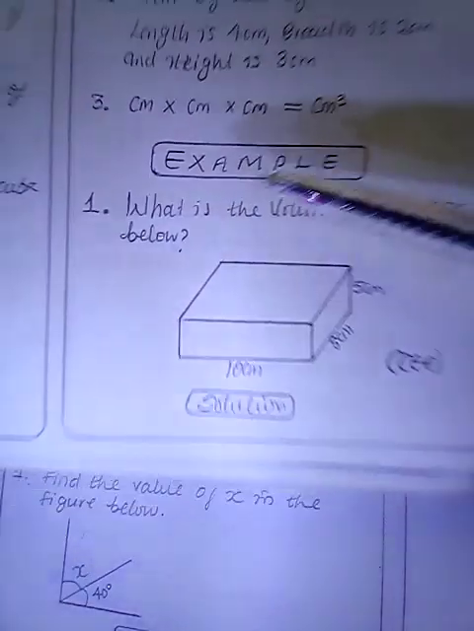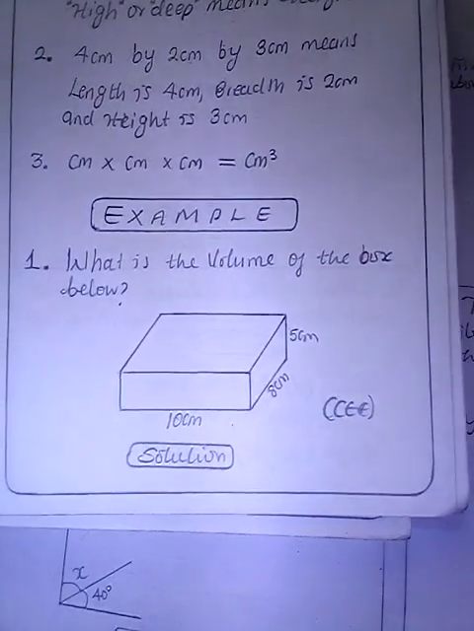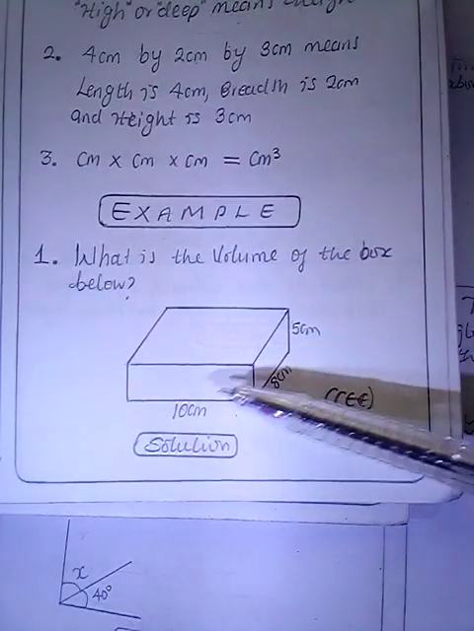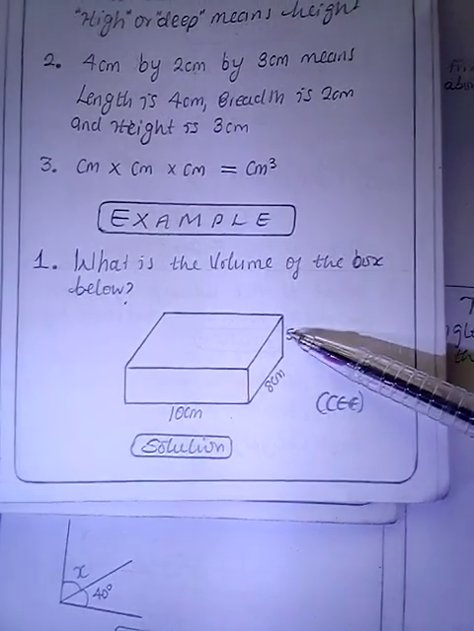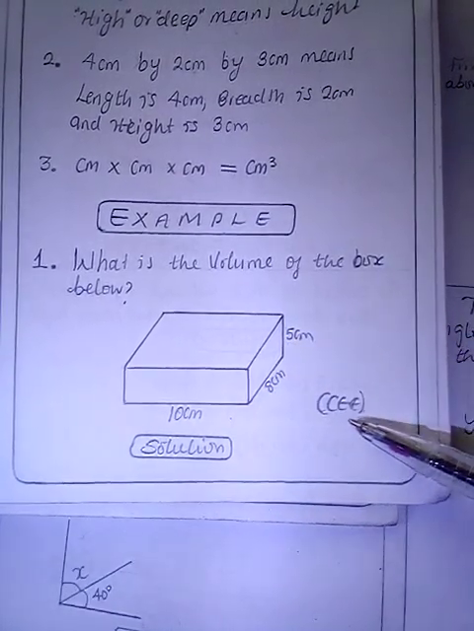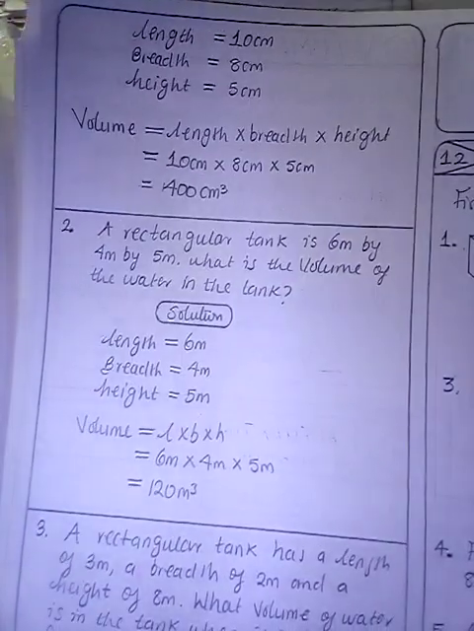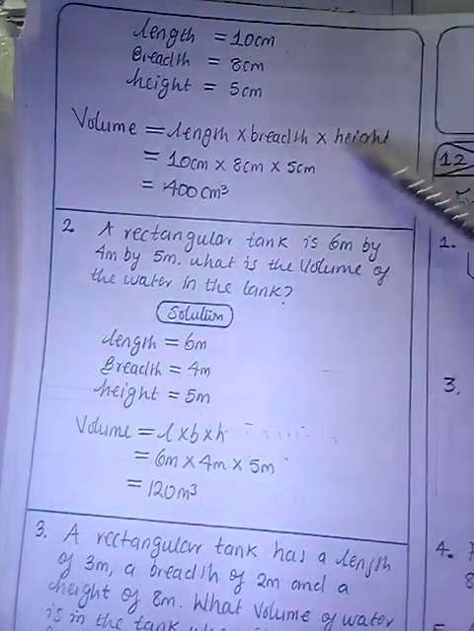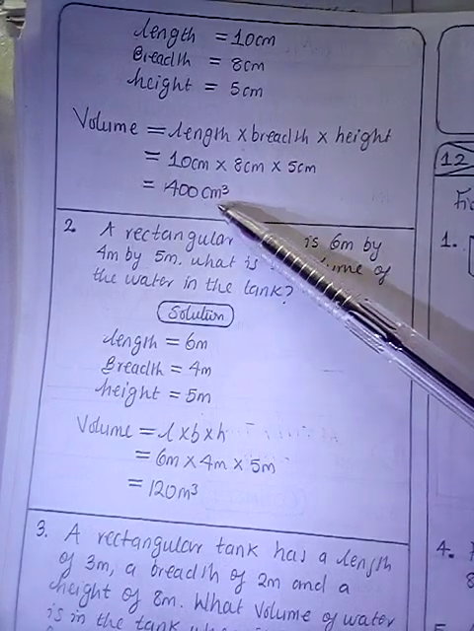Now, example: what is the volume of the box below? This box, as you can see, is actually a cuboid because it is a rectangular prism. The length is 10 cm, the breadth is 8 cm, and the height is 5 cm, and this is a common entrance question. So how do we solve this? Volume is equal to length times breadth times height, that gives us 10 cm times 8 cm times 5 cm, which is equal to 400 centimeter cube.